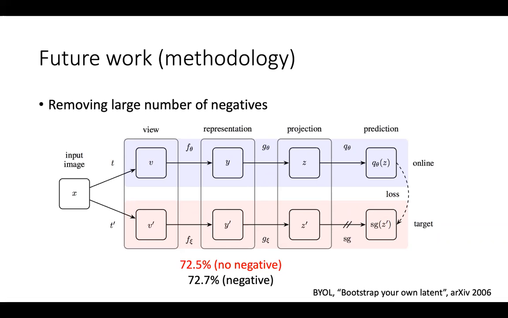Another thing is they have an online network, which is updated very slowly. But the initialization of the online network will scatter the features uniformly onto your unit sphere, your feature space. So that online network also has a scattering effect.